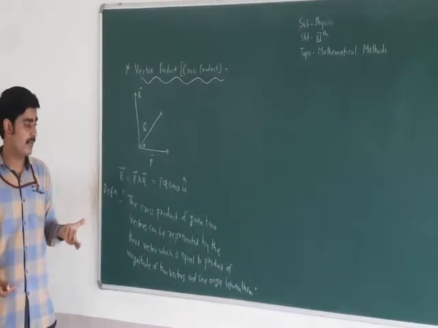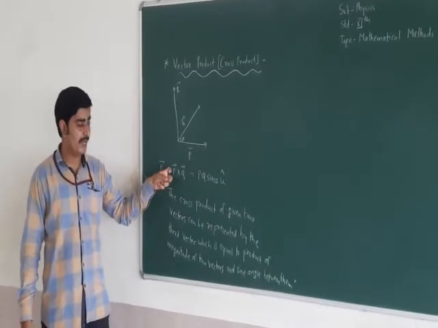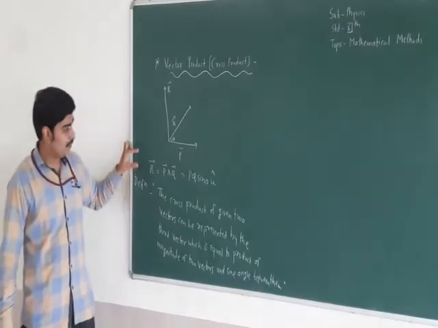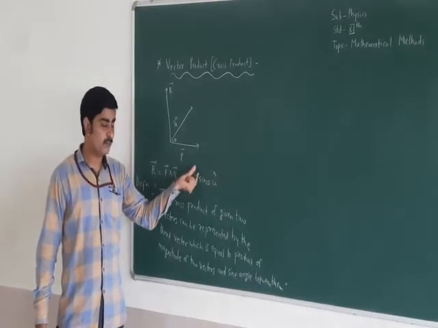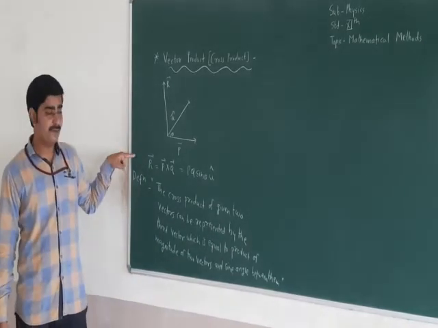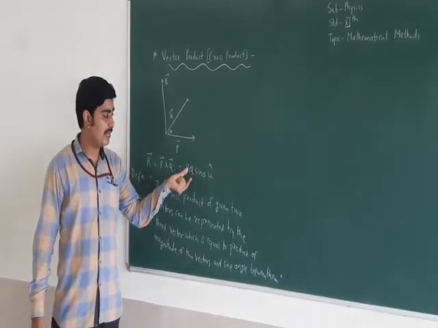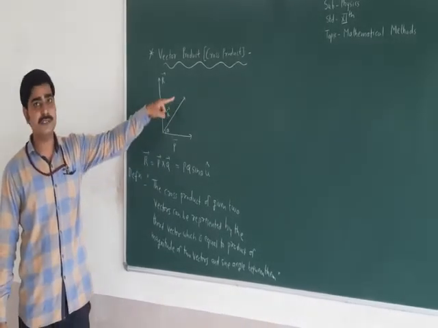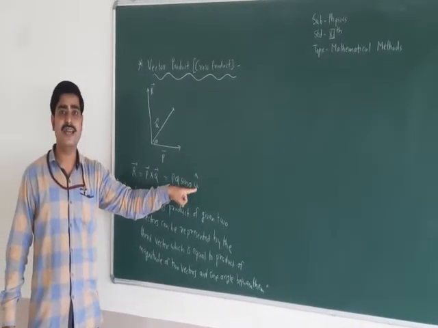Again, I am going to explain the definition. So the cross product of given two vectors, vector P and Q, can be represented by the third vector. So we are representing it by the vector R, which equals the product of magnitude of two vectors and sine angle between them. So here we can say vector R is equal to vector P cross Q, which is equal to PQ sine theta into U cap. Remember, as the vector has a direction, u cap represents the direction of the vector. So u cap is known as a directional vector.